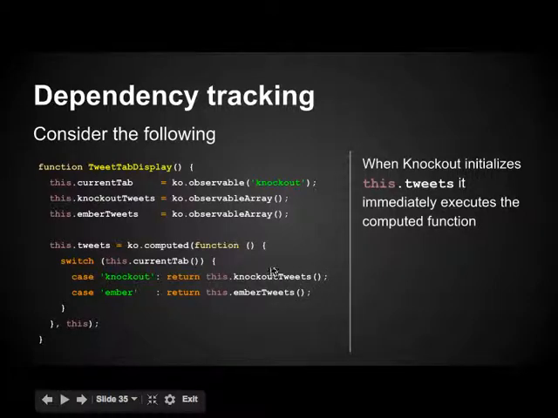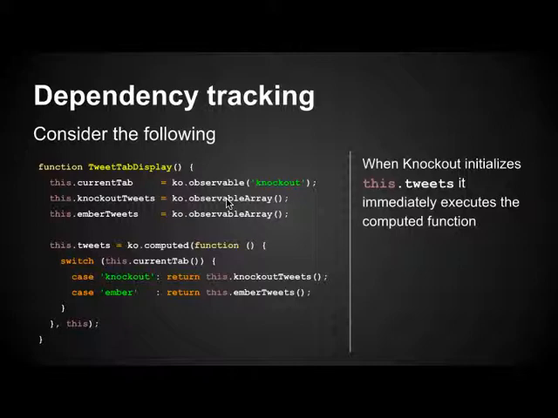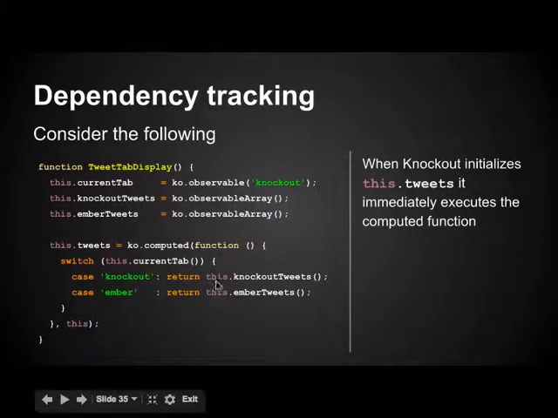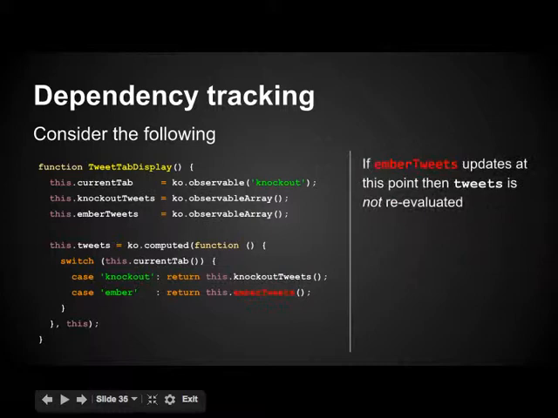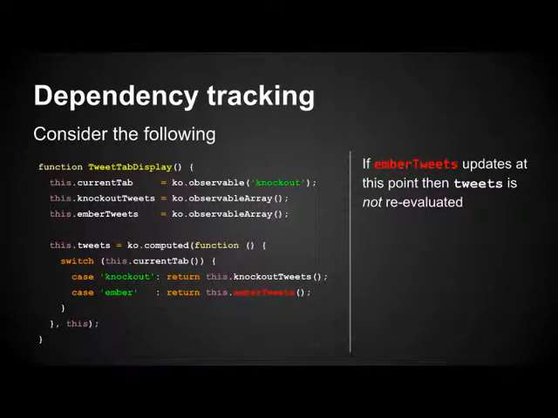It's just an array. These observable arrays work exactly like you think they work. They're just observables, but rather than being one single value, it's an array of values. And this computed here returns either the knockout tweets or the Ember tweets, depending on the value of current tab. So in the first evaluation of this function, Knockout binds to the current tab observable and the knockout tweets observable and keeps track of changes to those. If Ember tweets updates, then tweets is not re-evaluated because that doesn't change the return of that function.